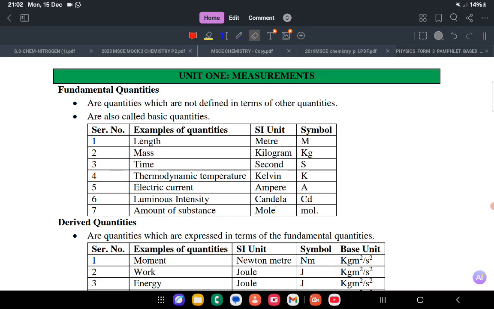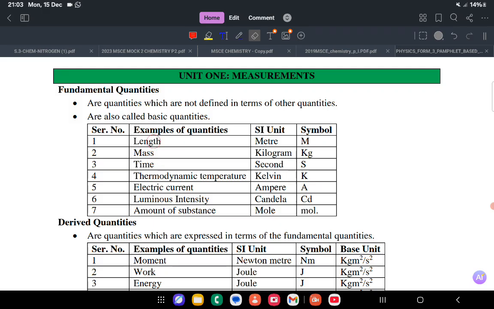They're the building blocks, the starting quantities. We call them basic quantities. So we are saying that fundamental quantities or basic quantities are quantities which are not defined in terms of others. In other words, these are independent of other quantities.